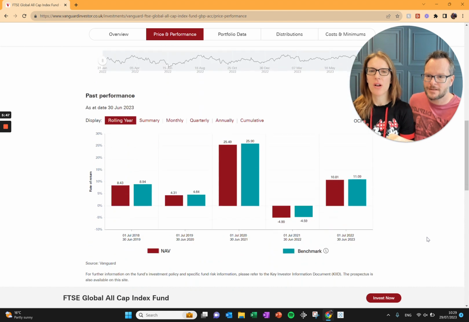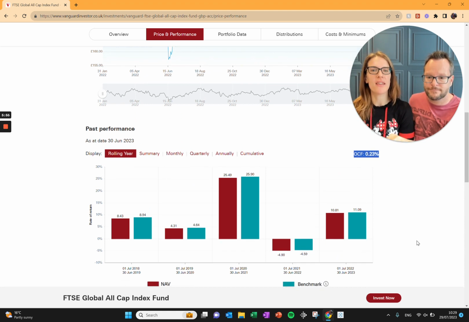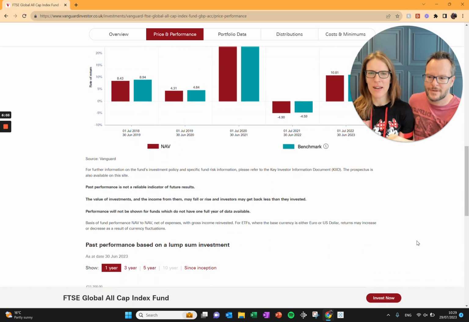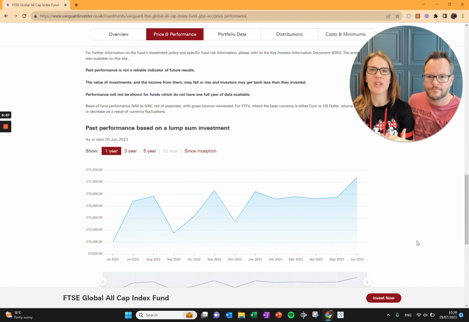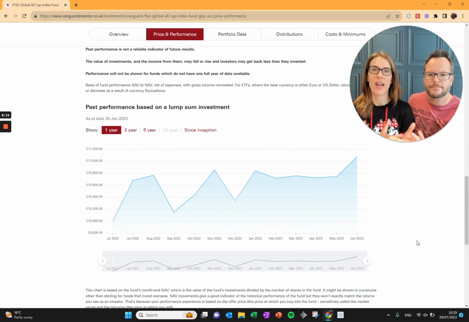And then you can see the past performance. If you just go back slightly, Alan, you can see the OCF, the ongoing charge for the fund, 0.23%. That's pretty good. I mean, it's not the lowest it could be. One reason it's slightly higher is because it invests in emerging markets, and that costs more to do because it's a bit more fiddly. The countries aren't as well developed in terms of their infrastructure, so it's harder and more costly for Vanguard to buy those shares on your behalf.